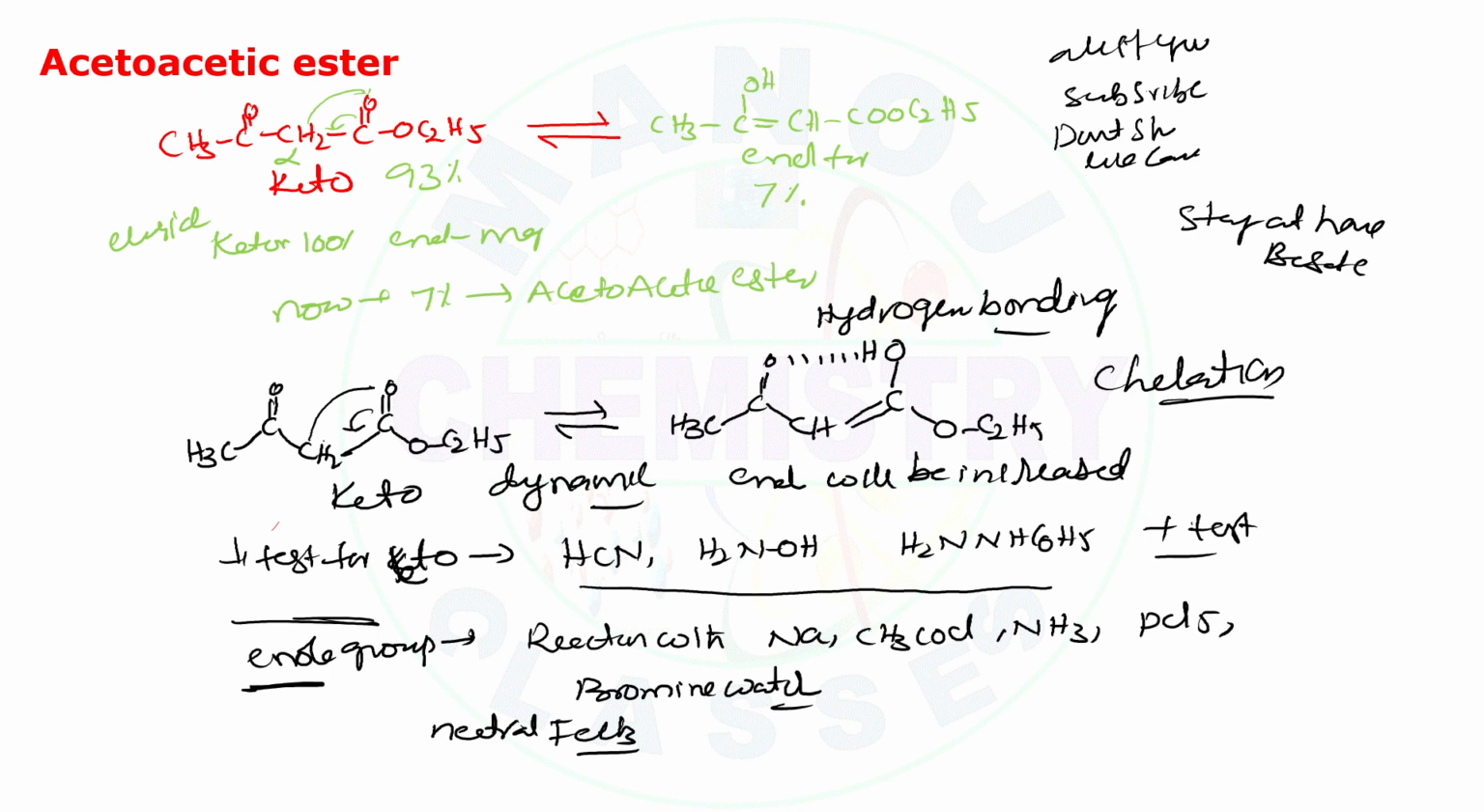Now we are going to discuss acetyl acetone. This acetyl acetone is a beta diketone, which has both the keto and enol forms. First, let's start with the structure. Write the structure of the beta diketone, which is nothing but acetyl acetone. The structure will be like this: CH3, and this one is the keto form.